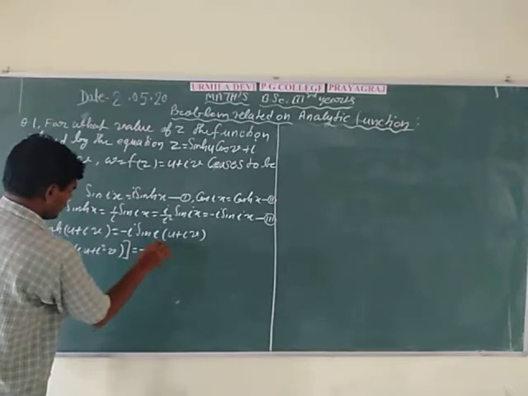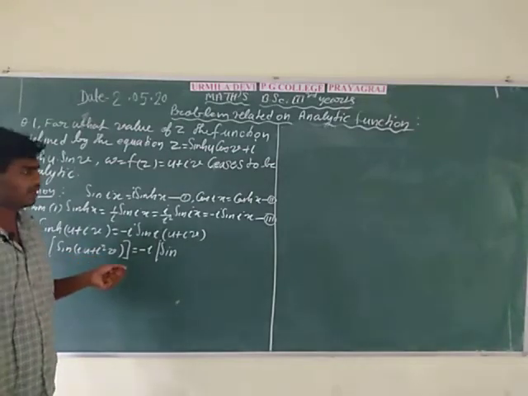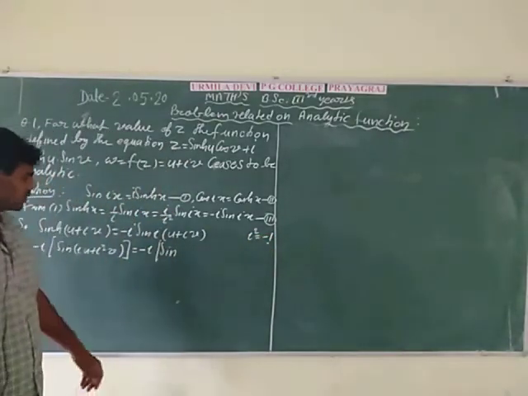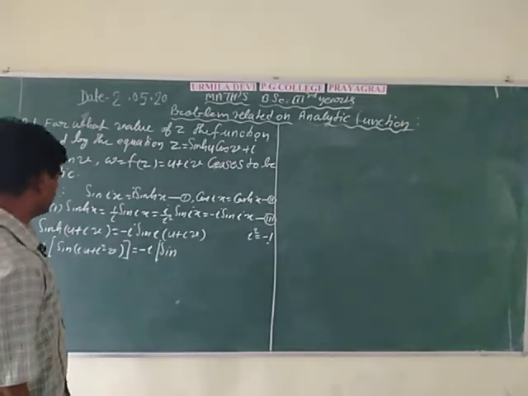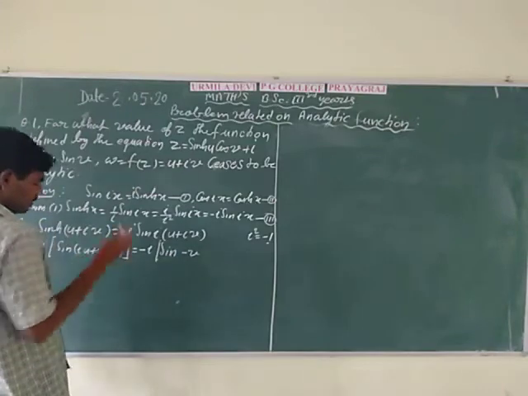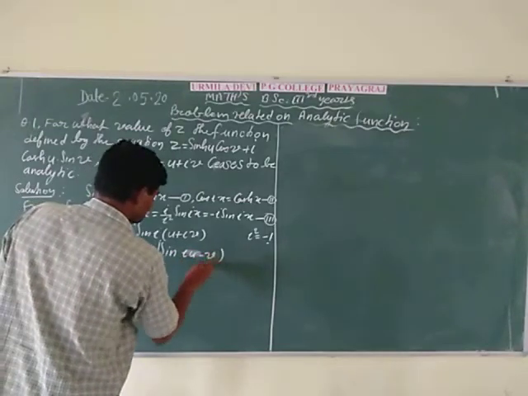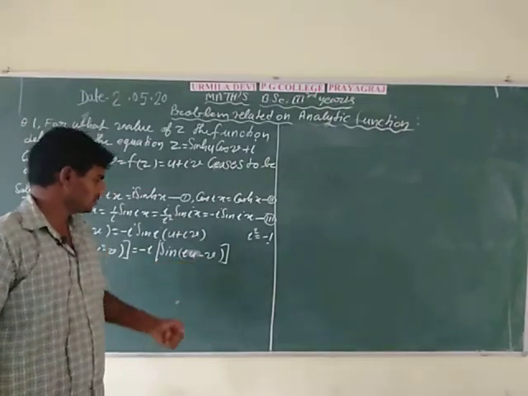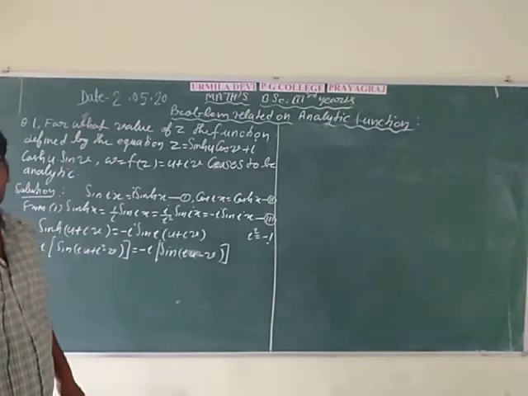Putting the value of i² = -1 in this formula, sin(iu + i²v) becomes sin(iu - v), so this is -i sin(iu - v). Now explain with the help of the trigonometrical formula: sin(a - b) = sin a cos b - cos a sin b.